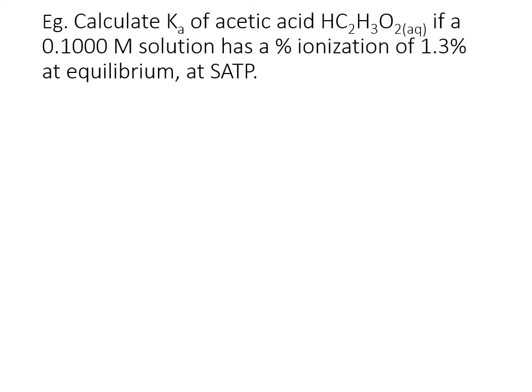So calculate the Ka. So we're actually looking for the Ka of this acetic acid. If you have a 0.1000 mole per liter solution, it has a percent ionization of 1.3%. So essentially we're given the total amount of acid we're dealing with. We're indirectly given how much is actually dissociating. It's going to be 1.3% of the total. And then we're going to solve for the actual Ka value.